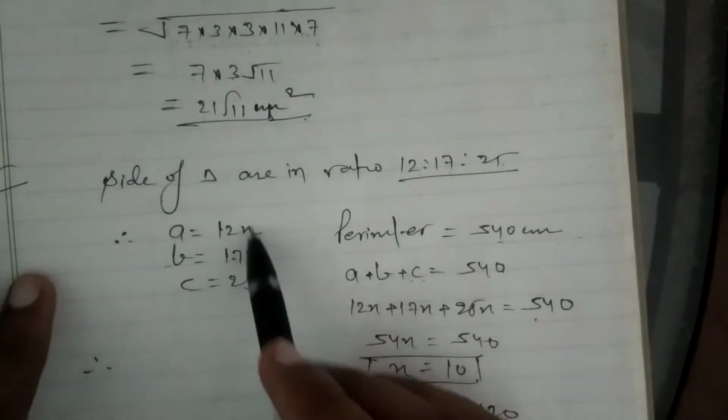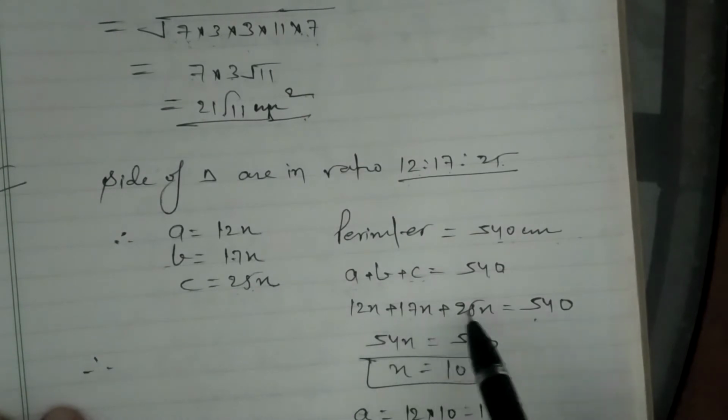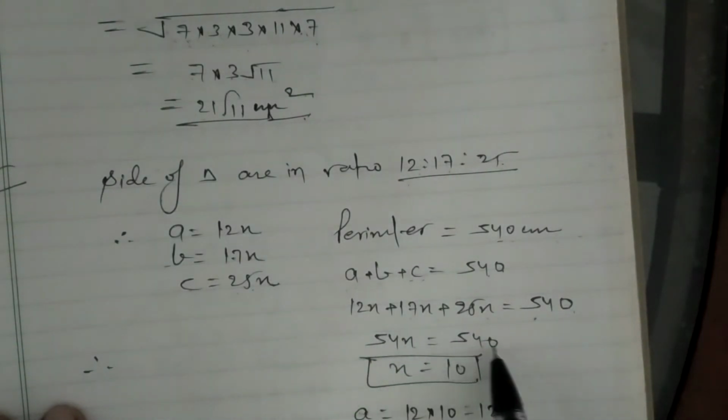Put the value of ABC from here. 12x plus 17x plus 25x equal to 540. You will get 54x equals 540 and x equal to 10. Fine. So here you are getting the value of x is 10.